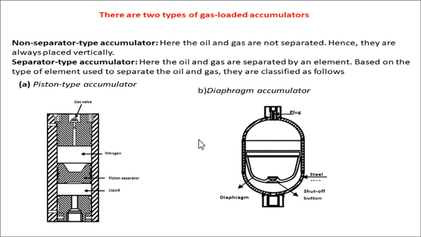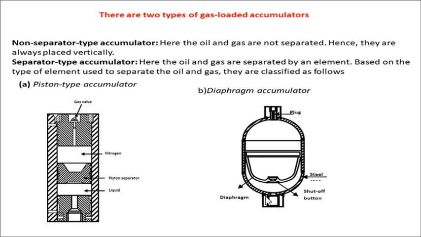So there are two different types of gas loaded accumulators. First type is the non-separator type, in which gas and hydraulic fluid are mixed together and then the gas expands. The second type is the separator type of accumulator, which has a separate membrane either in the form of a separator or in the form of a diaphragm. So either a piston will act as a separator between the gas and the hydraulic fluid, or there will be a diaphragm.